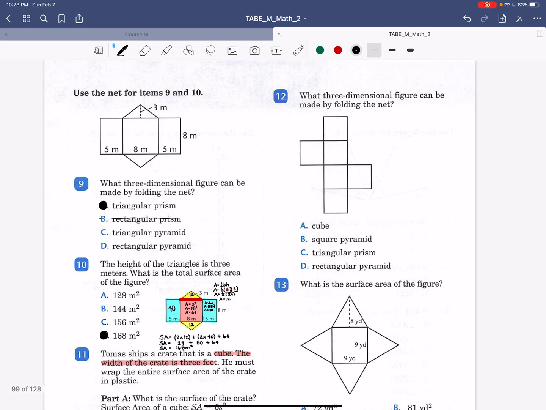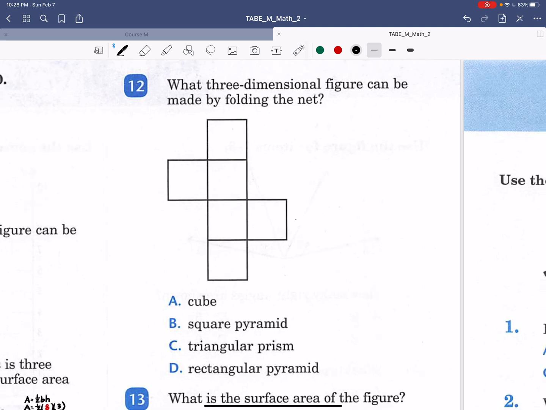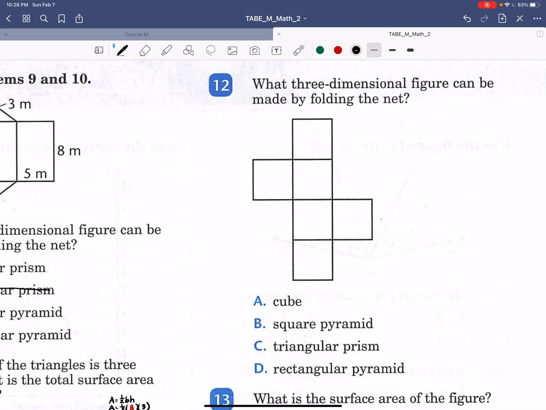Number 12. What three-dimensional figure can be made by folding this net? Those are all squares, so if you fold them up, you are going to have a cube. A cube has 6 square faces. You could cut that figure out and fold it and make yourself a nice cube. 12A.